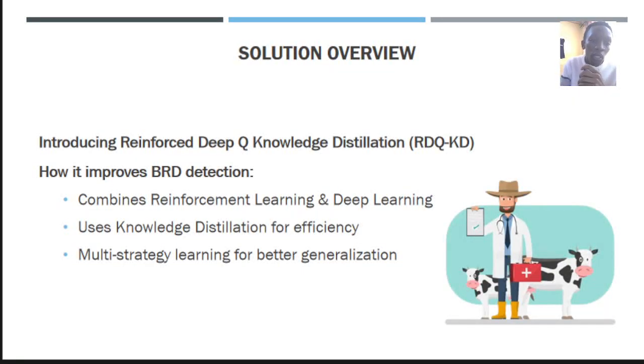So with this solution, we introduced a reinforced deep Q knowledge distillation approach so that it can improve the detection of bovine respiratory disease. We did this by combining reinforcement learning and deep learning, as well as using knowledge distillation for the efficiency of this approach, and also multi-strategy learning for better generalization.